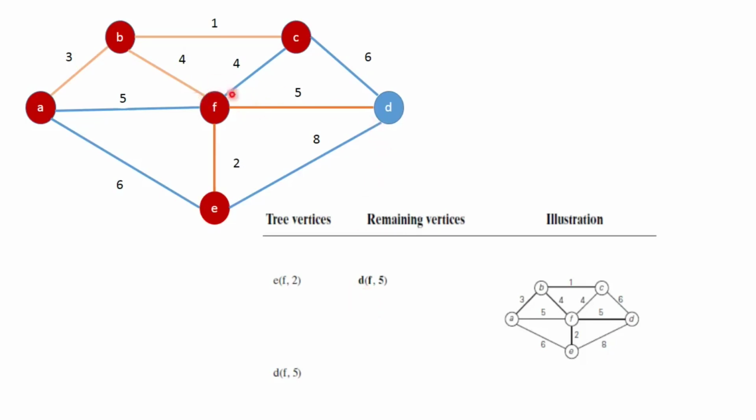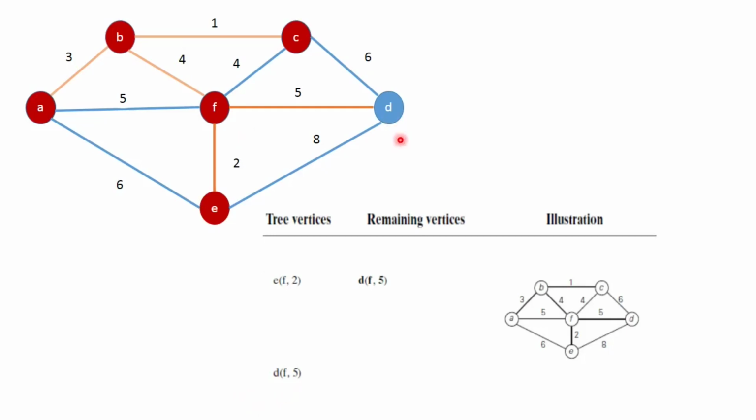D is close to F with the minimum distance of 5, not to any other vertex in the tree vertices. So F is the near vertex and the minimum edge distance is 5. That is the only remaining vertex, so that also can be added. So D, F can be highlighted, as shown in the figure.